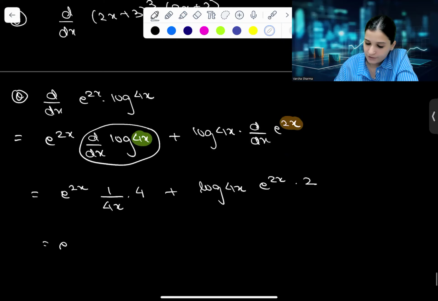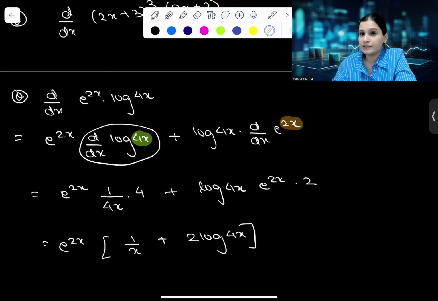So, I can take e power 2x common. I'm left with 1 by x plus twice log 4x. It's not necessary to take it common. It is not mandatory, and marks won't be cut.